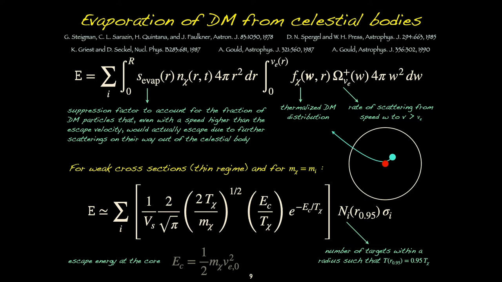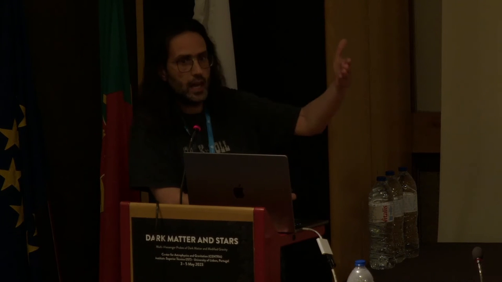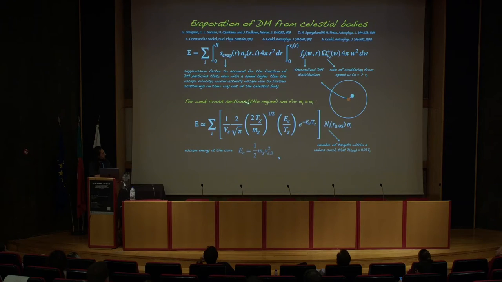And yes, I will mention a couple of things which I think are important. One is the velocity distribution of thermalized dark matter particles, and this factor here, which is the rate of scattering of dark matter particles to velocities above the escape velocity so that they can actually escape. In general, this calculation is not analytical, but in some limits one can get an analytical approximation, for instance for small cross-sections, and when the mass of the dark matter particle is equal to the mass of the target nuclei, one can get a very simple analytical estimate.